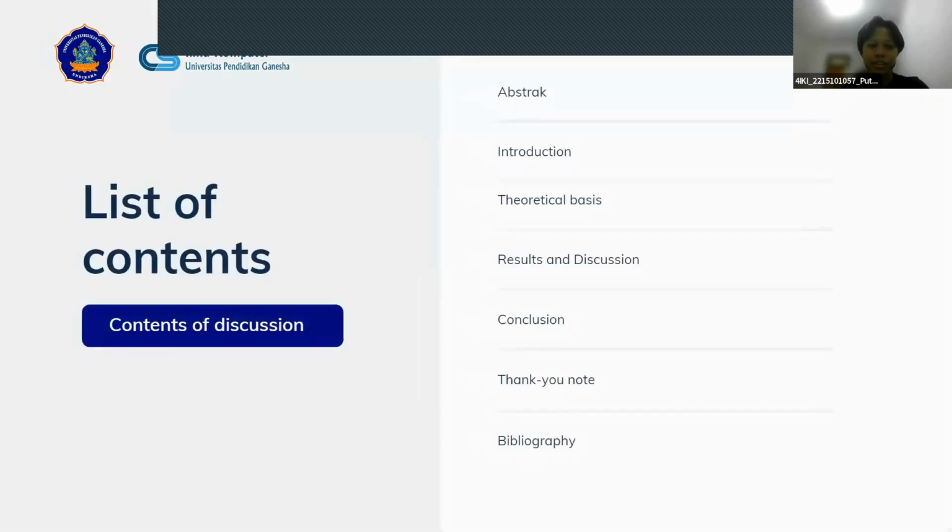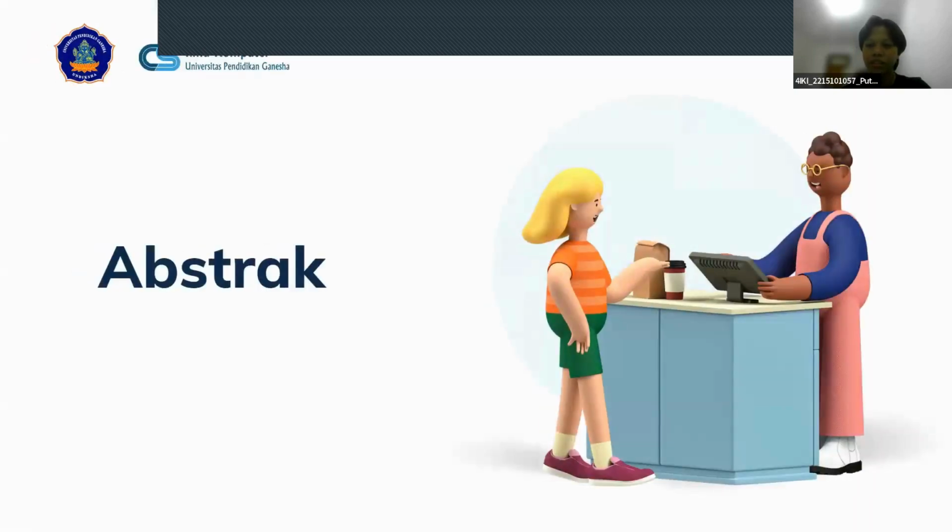So here is the list of the content that we will explain through the presentation. The first one, we have the abstract. Next, we have the introduction, theoretical basis, result and discussion, conclusion, thank you note, and the bibliography of our paper. I will explain about the abstract first. So here is the abstract of our title.